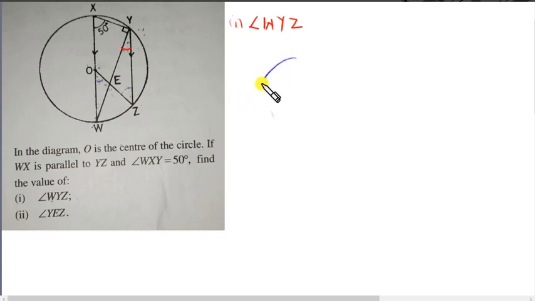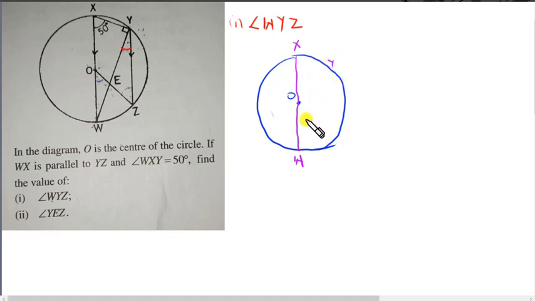Let me draw the diagram here so that I don't mess up the original diagram. Now, if you look at the diagram, that is how it is. We have the center O here, and then we have some points. We have the point X to W, that is the diameter running through the center of the circle here. So we have X here, and we have W here. Then we also have another point here, Y. Then we have a line from W to Y. Then from the center we move to the Z. Okay, then from Y we move down here.